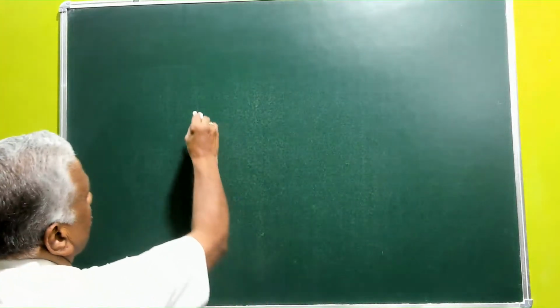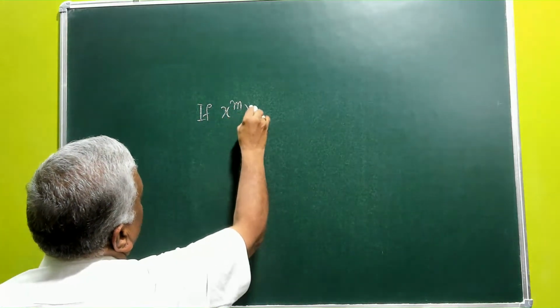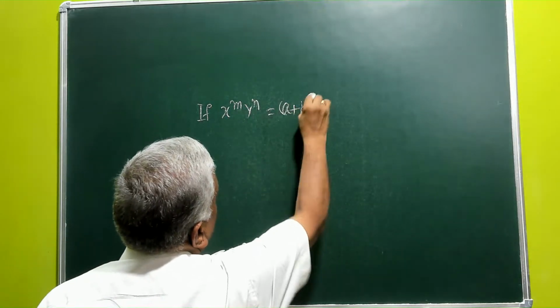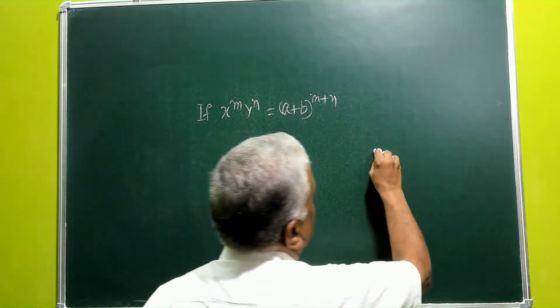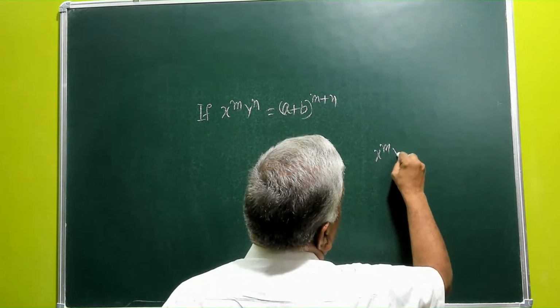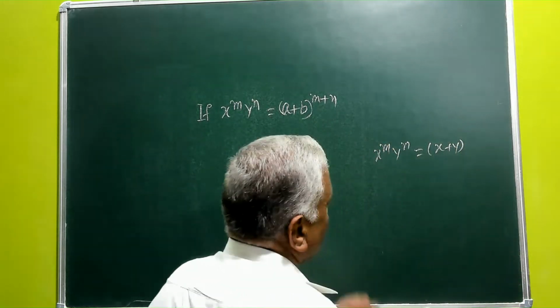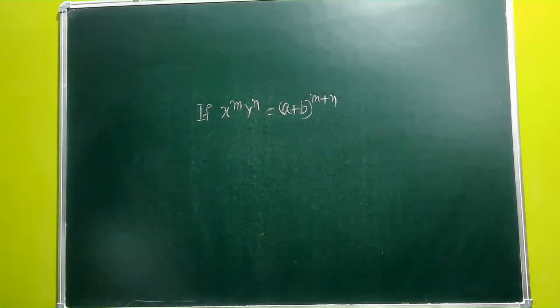Let's go to the next problem. If x to the power of m into y to the power of n is equal to a plus b to the power of m plus n. We have worked a similar problem, where x to the power of m into y to the power of n is equal to x plus y to the power of m plus n. That problem is different from this because a plus b is a constant.